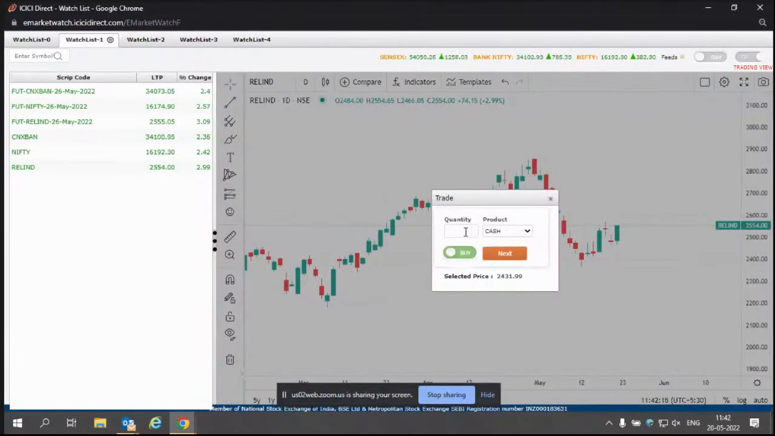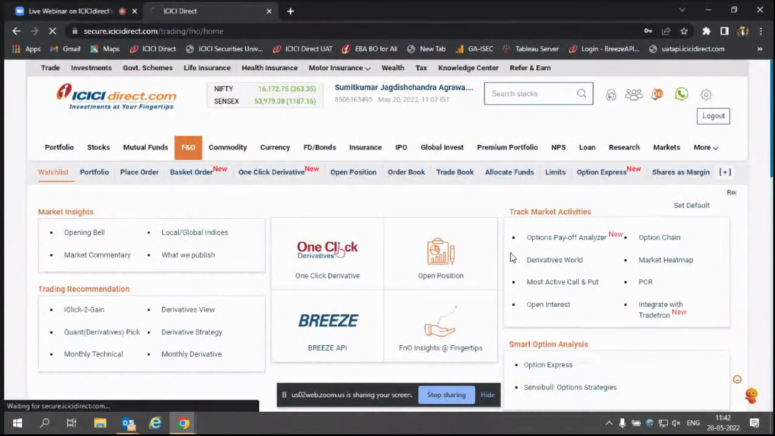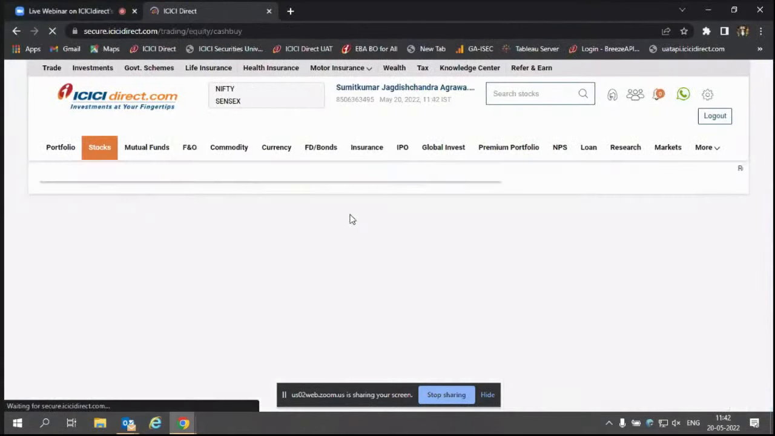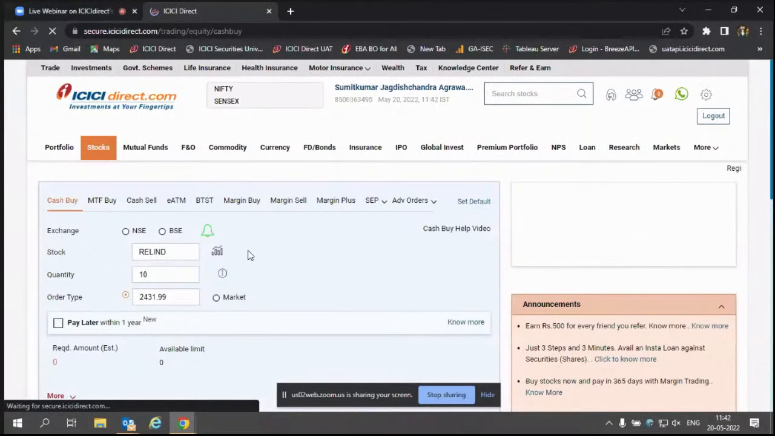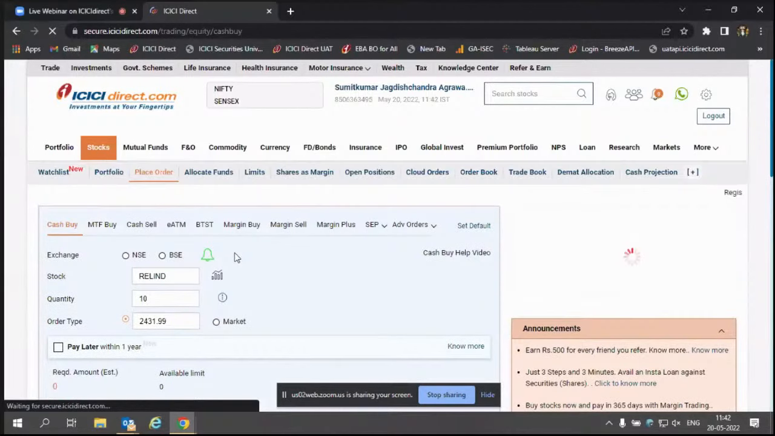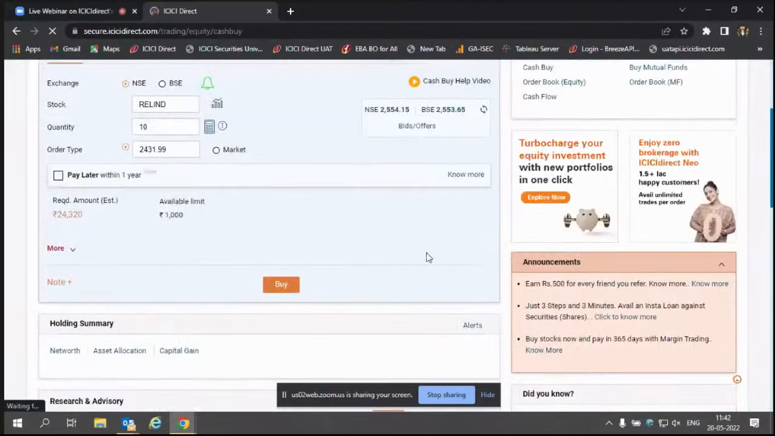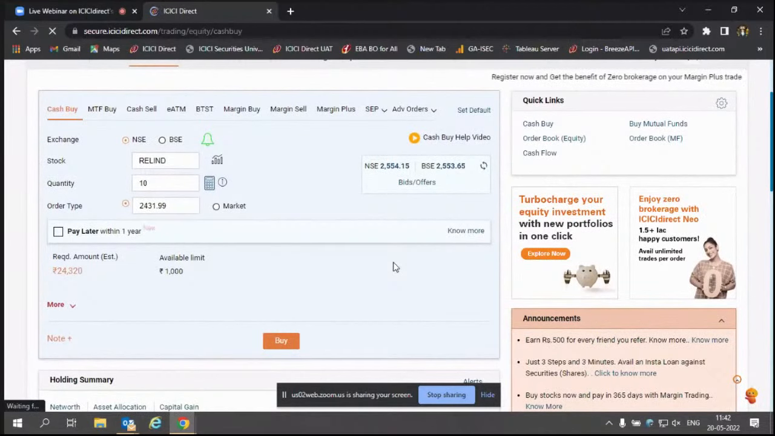And here, if you want to buy, for example, I have Reliance Industries. If I want to buy 10 quantities of Reliance, I can just go in here, put the cash, and then there's an option for you to select margin plus, and from the cash as well. You can simply click here and go on to the next, and then it will take you to the main cash buy page directly, and from here you can simply place the buy, and your journey will be completed to put the trade.